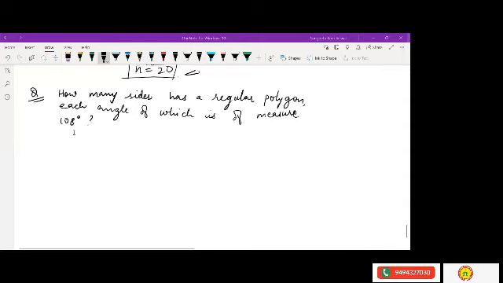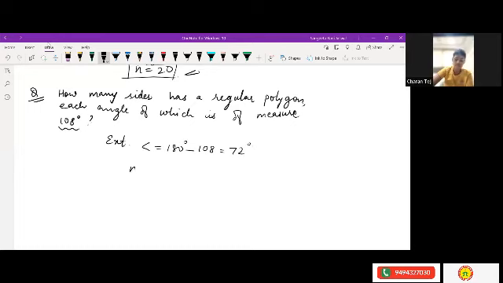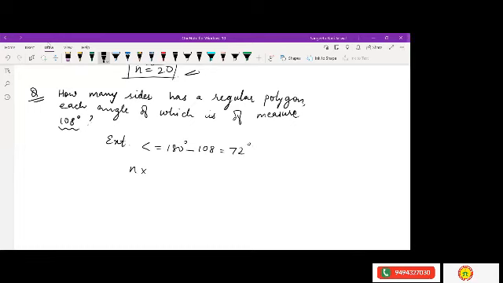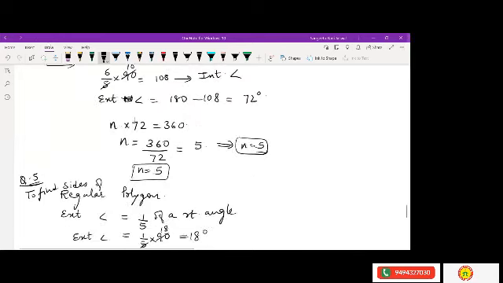When it is saying angle of a polygon, it means the interior angle of the polygon. So you need to find the exterior angle first. The exterior angle will be 180 minus 108, which is 72. Ma'am, so the answer is 5? We did this with the same measurement. n into 72 is 360. This is the one we did.